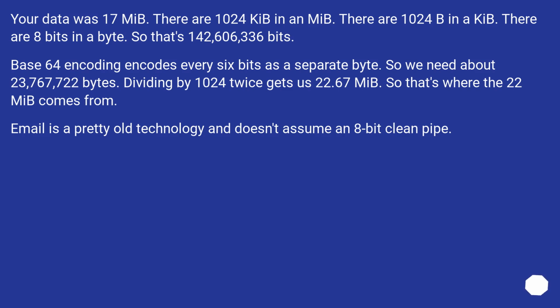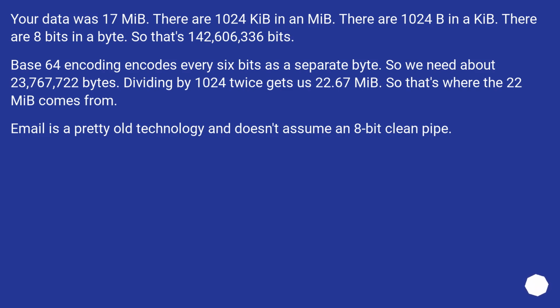Your data was 17 MB. There are 1024 KB in a MB. There are 1024 B in a KB. There are 8 bits in a byte. So that's 142,606,336 bits. Base 64 encoding encodes every 6 bits as a separate byte.